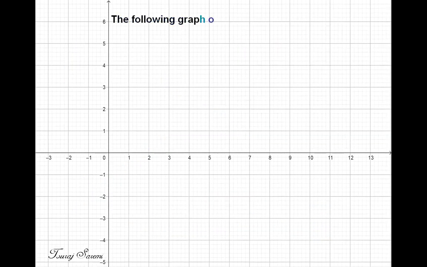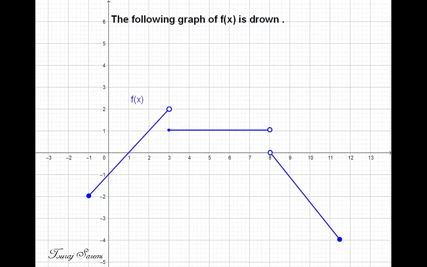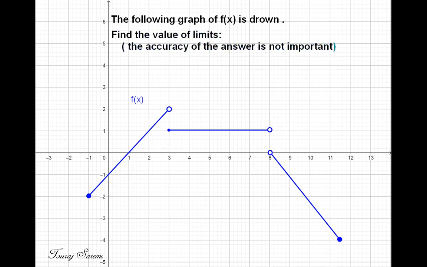The following graph of f of x is drawn. Find the value of the limits. The accuracy of the answer is not important. X tends to 3 minus. And the answer is 2. X tends to 5 plus. And the answer is 1.